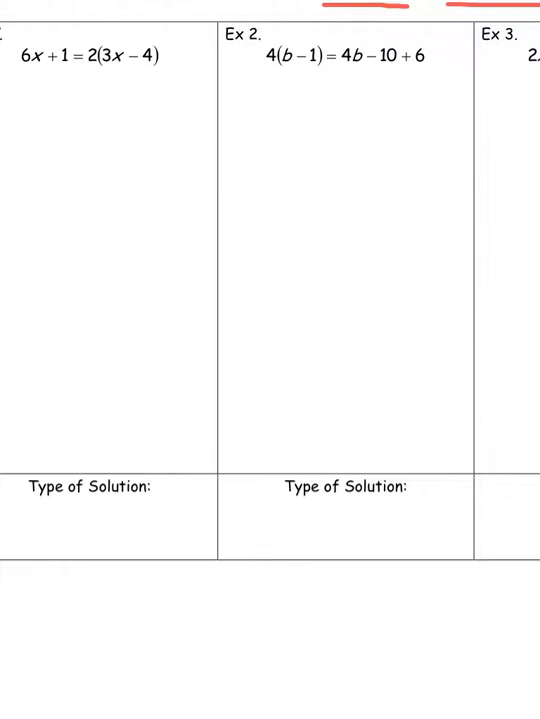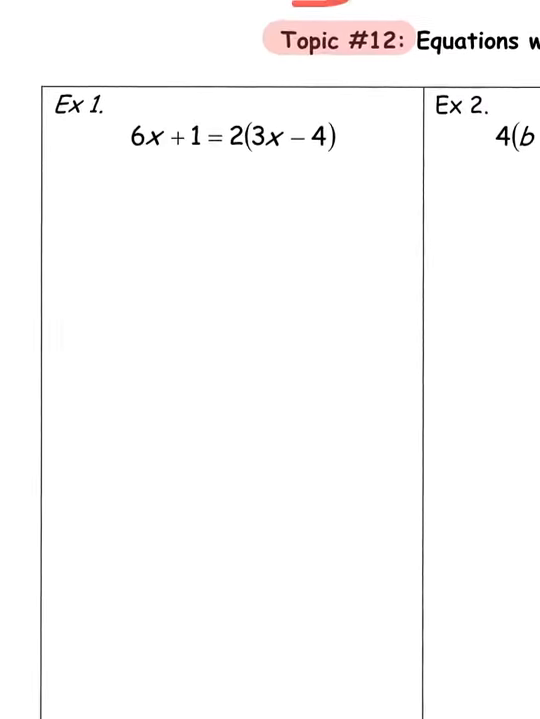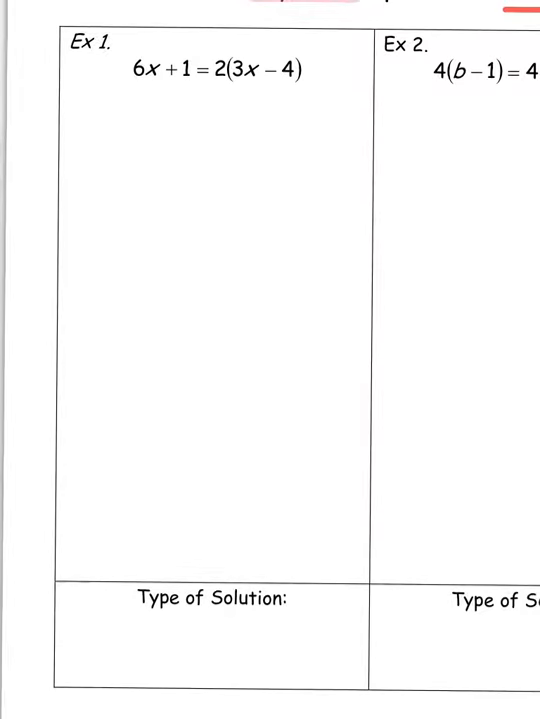I'm going to zoom in. And our first equation, we're going to see what happens. So just like we did for our last topic, I'm going to put a straight line down the middle of this. This looks like I need to clean it up before I start. So I'm going to distribute a 2 on the right side to clean it up. And I'm going to put the equal sign here. When I distribute the 2, I get 6x minus 8 on the right side. On the left side, I get 6x plus 1.